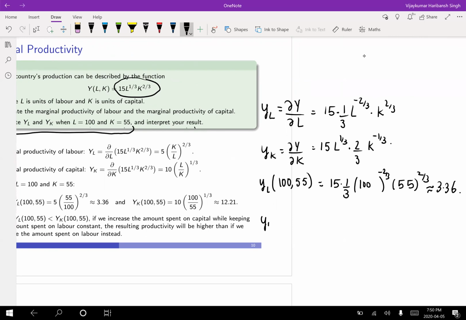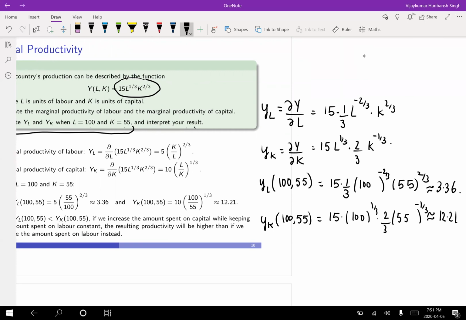Similarly, YK at 100 and 55 is going to be 15 L to the power 1 by 3, which is 100 to the power 1 by 3, times 2 by 3 times K, which is 55 to the power minus 1 by 3. And the answer turns out to be, after using a calculator, 12.21. So this is a computation of your marginal productivity of labor and marginal productivity of capital. Now let's try to interpret this result.